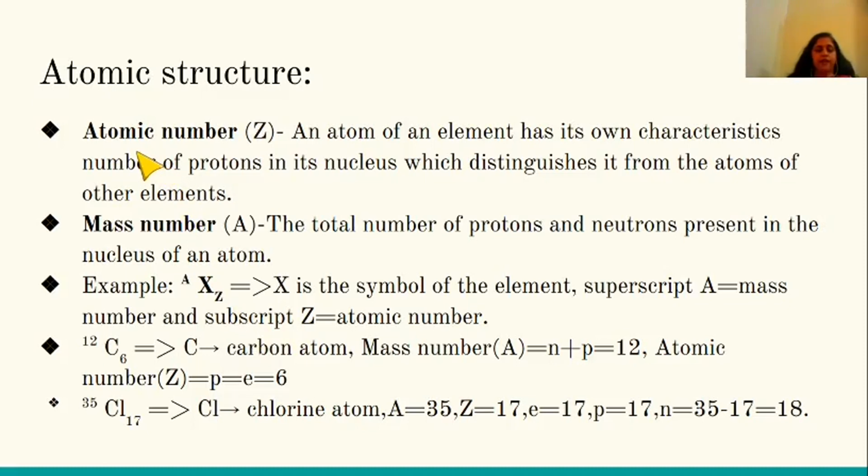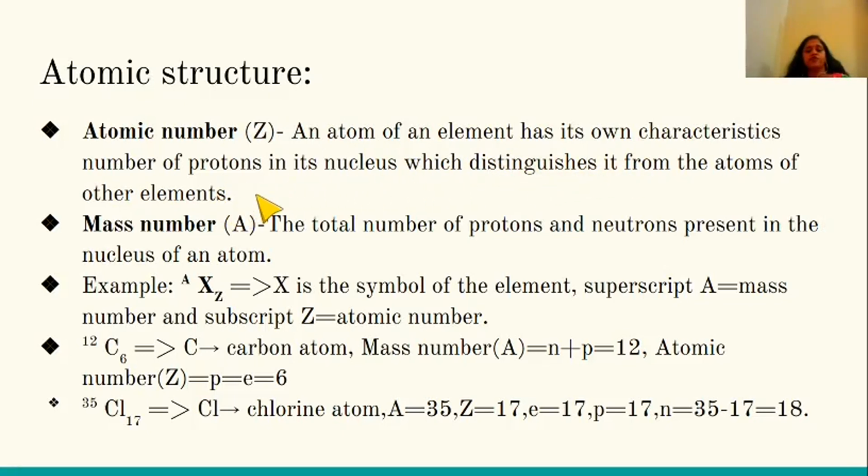Okay. Atomic number is represented by capital Z. Actually, each atom of an element has its own number of protons in the nucleus. No two atoms of two different elements will have the same number of protons. It is a characteristic number of protons present in the nucleus, and this is the number which distinguishes the atom from other elements. So atomic number is the characteristic number of protons present in the nucleus which distinguishes it from the atoms of other elements.